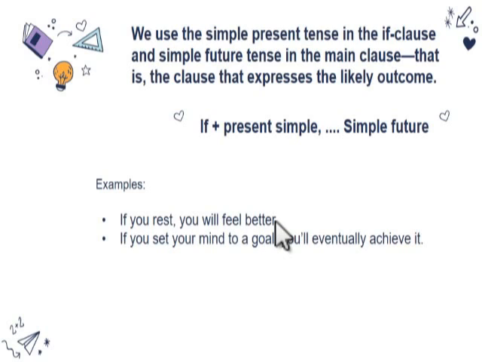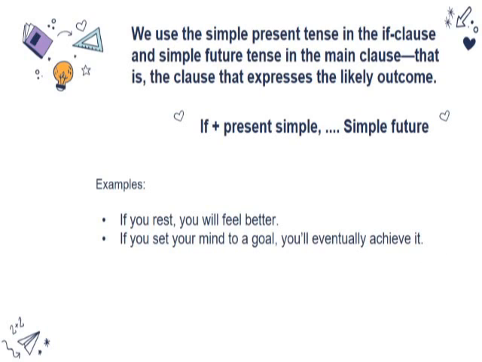So it is the likely outcome, but it is not the guarantee. It is possible that when you rest, you won't get better. Your condition is not getting better, so it is not guaranteed, but it is likely to come. Okay, if you rest you will feel better. And the second one, if you set your mind to a goal you will eventually achieve it. Okay, this is a likely outcome but it is not guaranteed. That is the first conditional sentence.